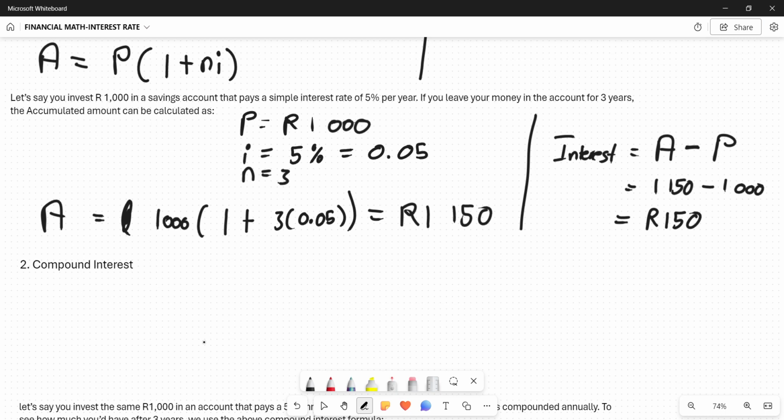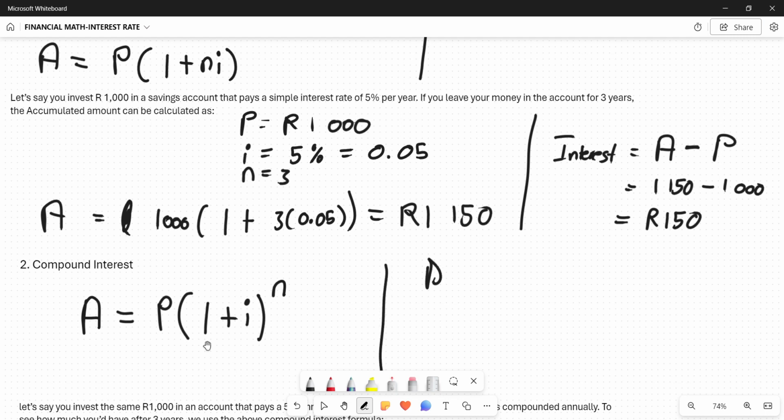Now for compound interest, in order to calculate the accumulated amount after n years, we use this formula. The accumulated amount equals P, which is the initial amount, into (1 + i), where i is the compound interest rate, to the power of n. We use this formula to calculate our accumulated amount for compound interest.